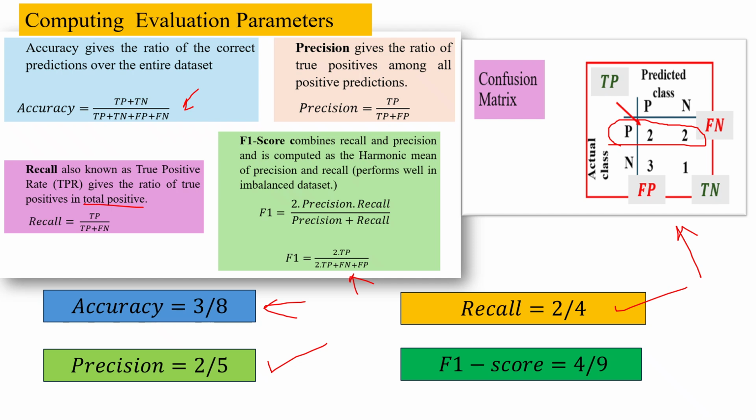So we've seen how we can define the confusion matrix in terms of the true positives, true negatives, false positives, and false negatives. And on these terms, we can also compute our evaluation parameters such as accuracy, precision, recall, and F1 score. There are more parameters which we would like to see later on.